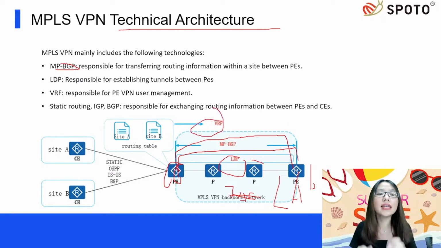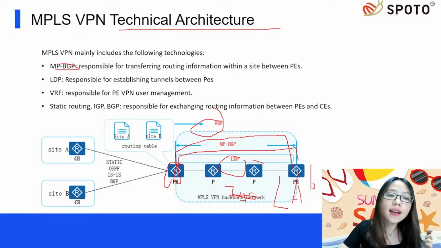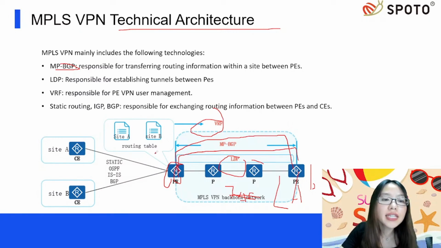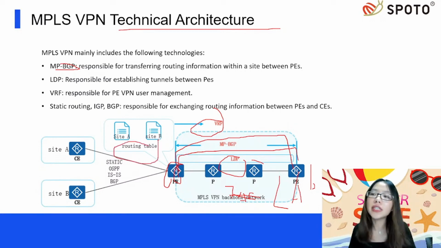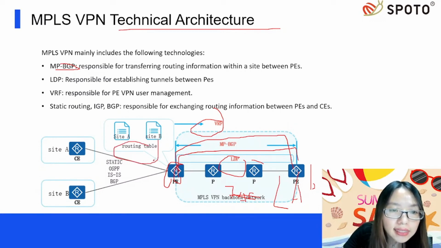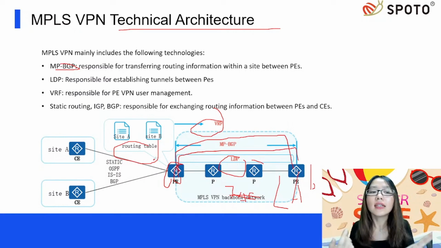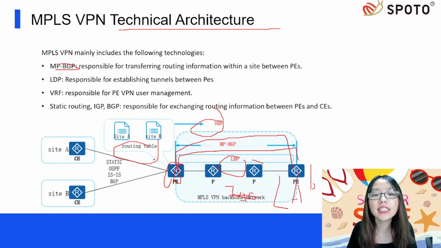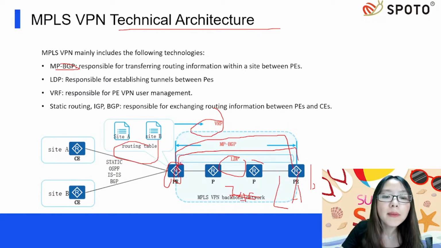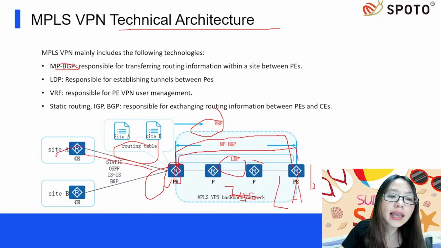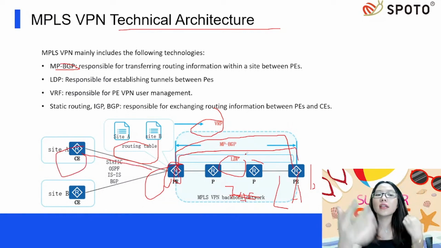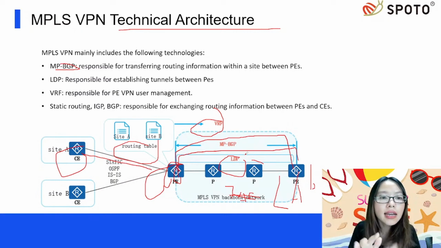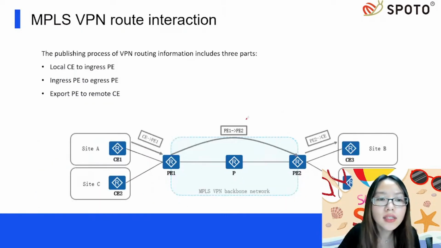The third is VRF. VRF is responsible for PE VPN user management. And the last is the routing table. The routing table includes IGP, static routing, and BGP, which is responsible for exchanging routing information between PE and CE. I will introduce this part in detail. So let's see the MPLS route interaction.